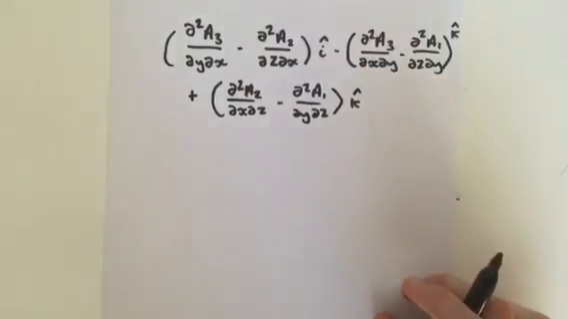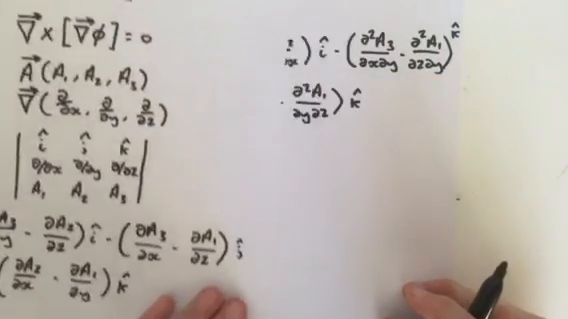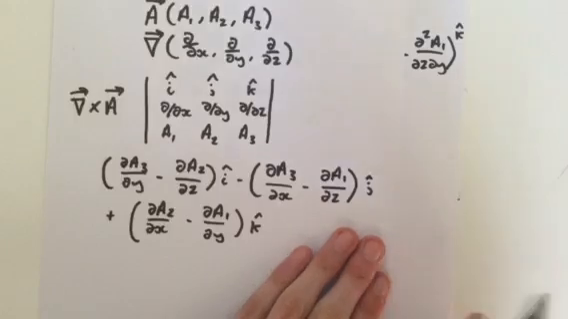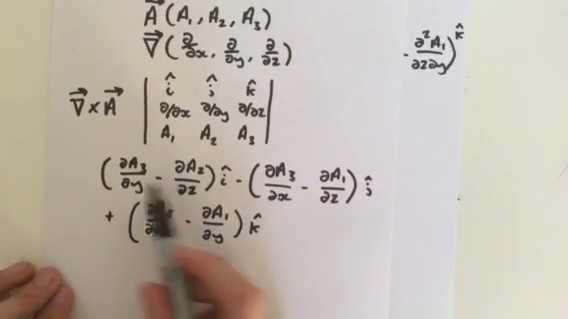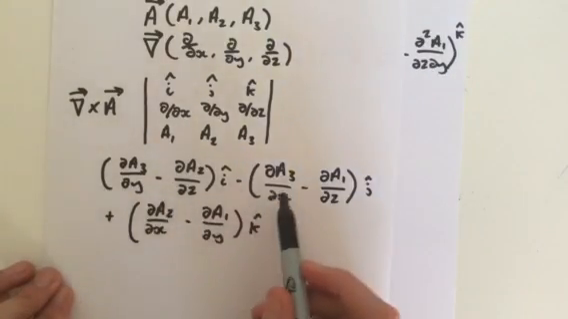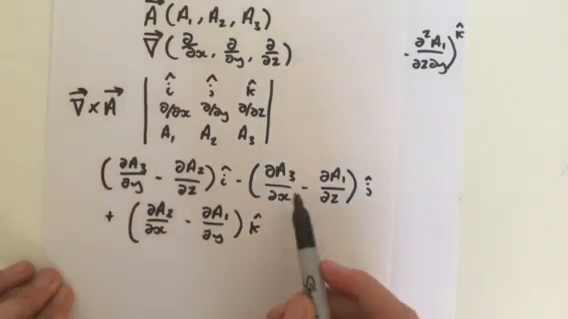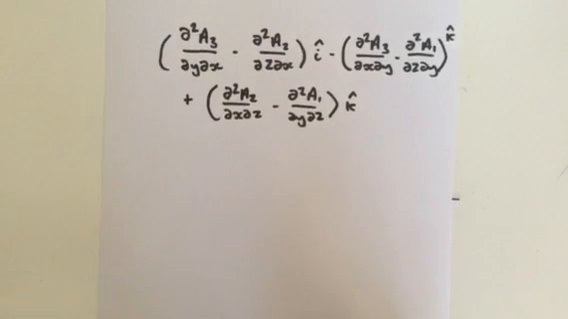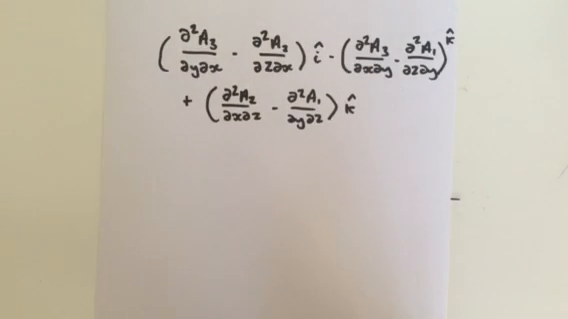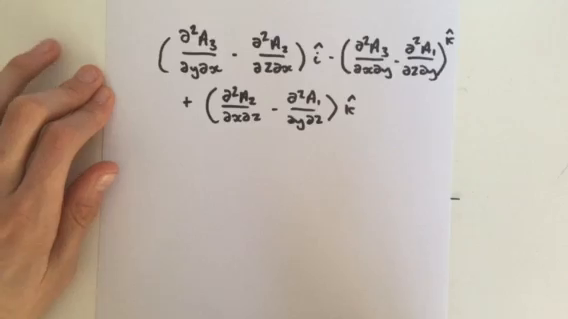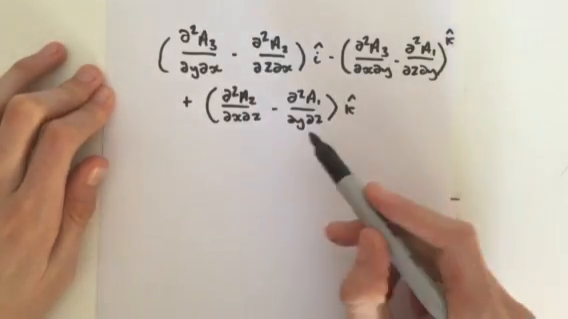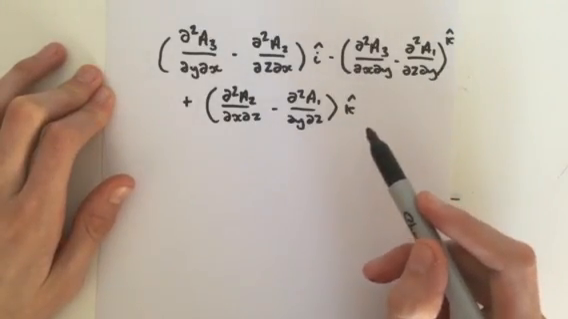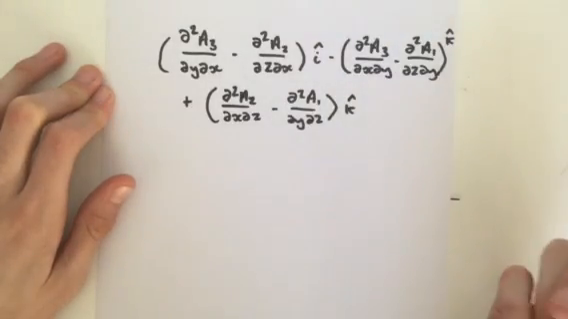So all we did is simply differentiate each component with respect to x, y, and z. This component with respect to x, that component with respect to y, that component with respect to z. And so therefore we got mixed partial derivatives. And that is the divergence of the curl. Now this should equal 0. Does it? Let's just try.